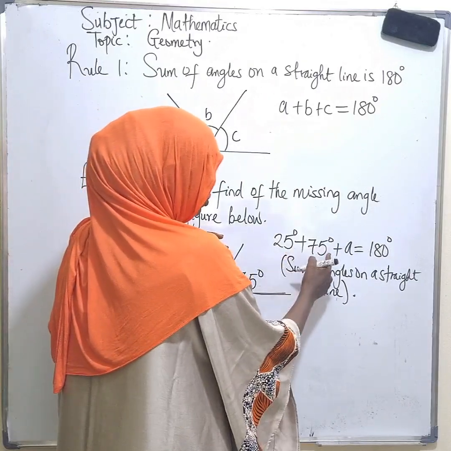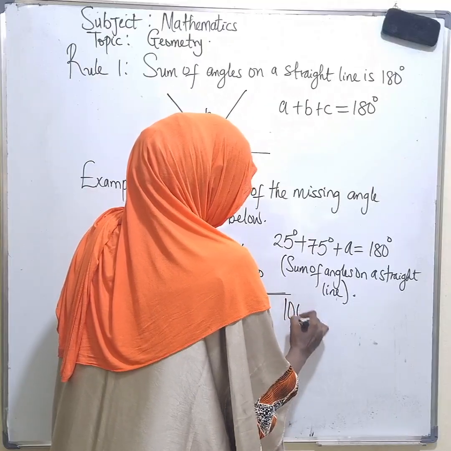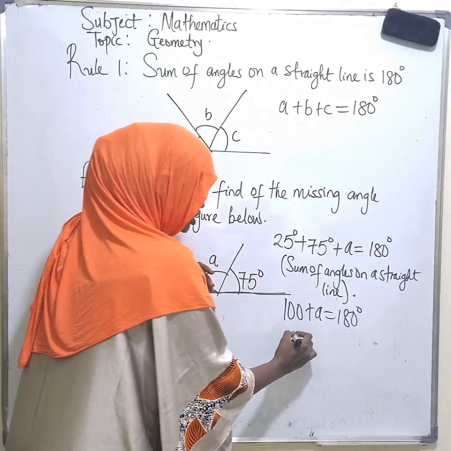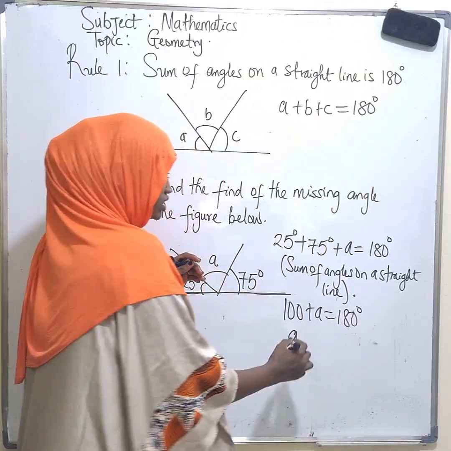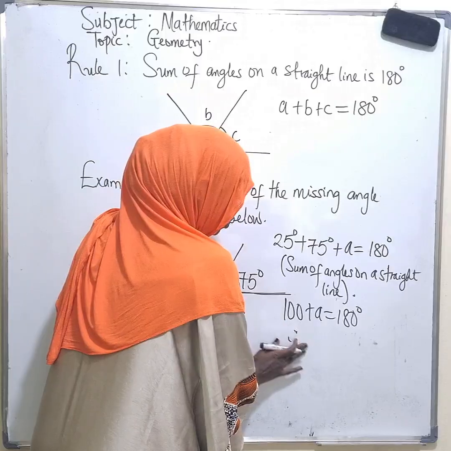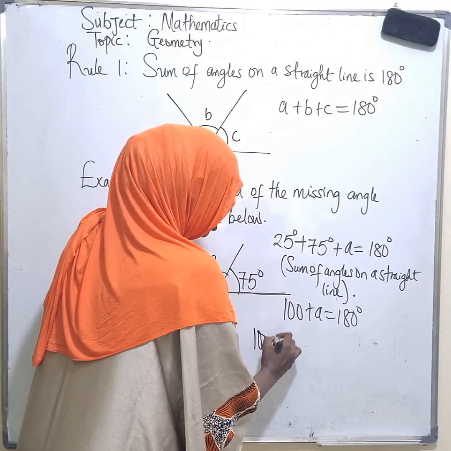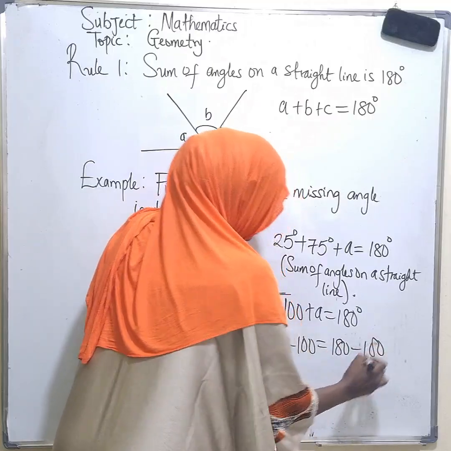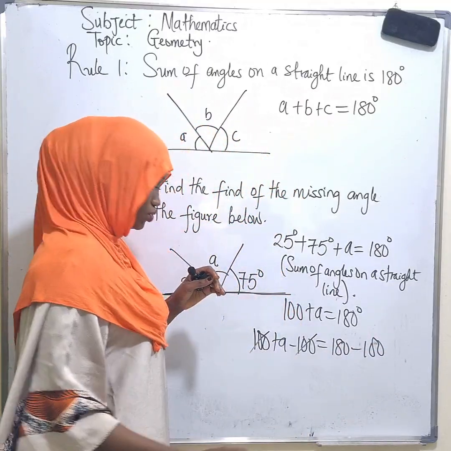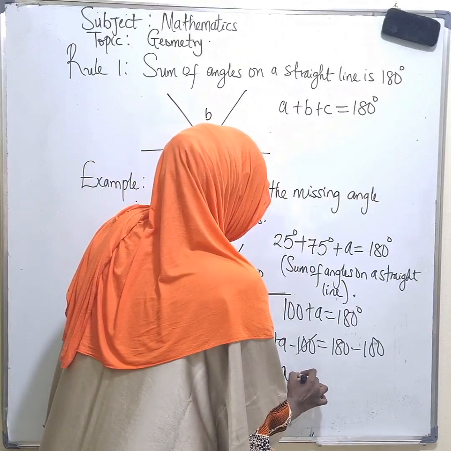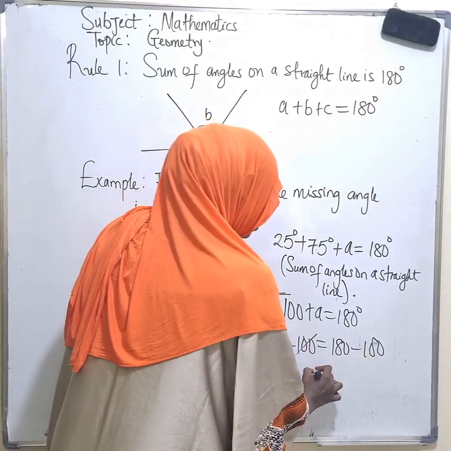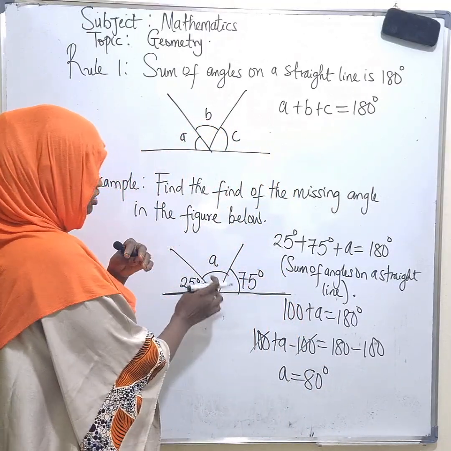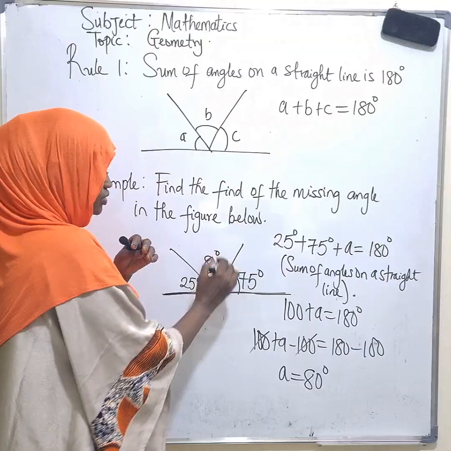Now we have 25 plus 75. This gives us what? 100 plus A equals 180 degrees. So we are looking for A, right? So we subtract 100 from both sides. This becomes 100 plus A minus 100 is equal to 180 minus 100, right? So 100 minus 100 is 0 on the left hand side. So we have A is equal to 180 minus 100, which gives us 80 degrees. So what that means is that in this diagram, this angle here is 80 degrees.